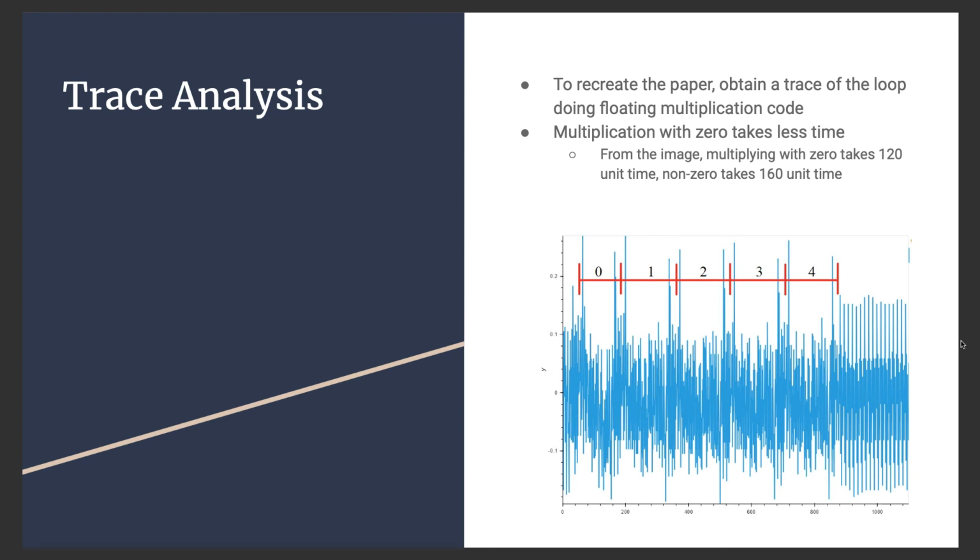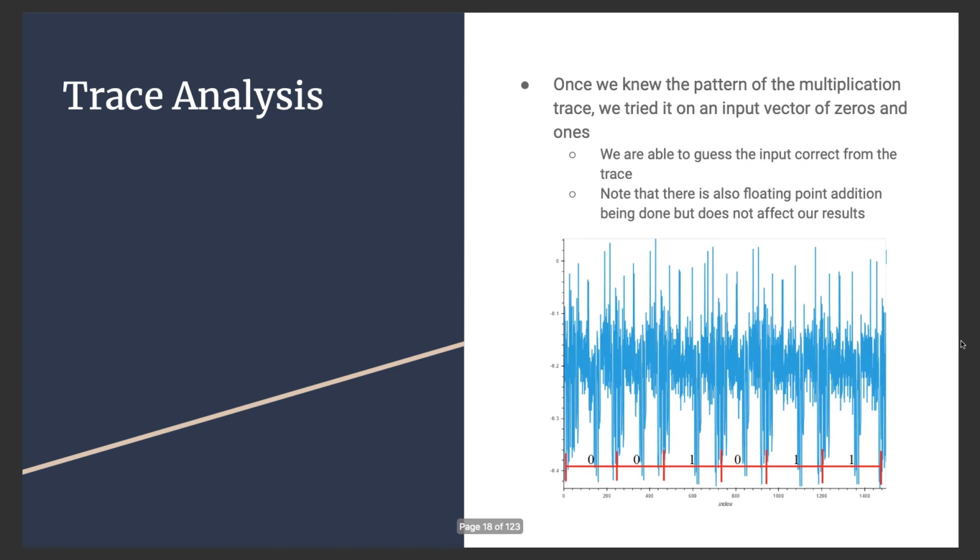So as you can see in the diagram here, the multiplication by 0 is significantly shorter than all the non-zero units. Multiplying by 1, 2, 3, and 4 takes about 160 time units on the axis, whereas the multiply by 0 is only 120. And this occurs regardless of where the floating point multiply occurs.